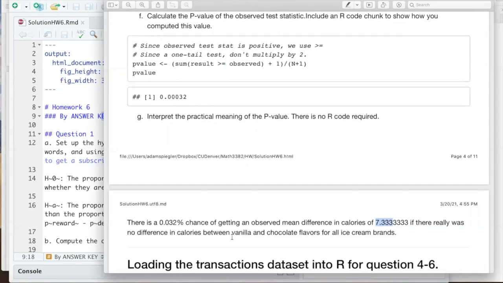So if there was no difference between chocolate and vanilla calories, then there would only be a 0.032% chance that we would get samples that have a difference in chocolate calories that are 7 calories more than the mean from the vanilla calorie counts.